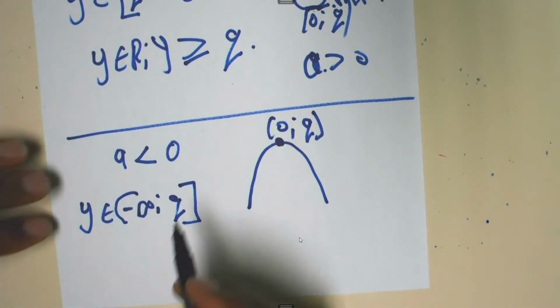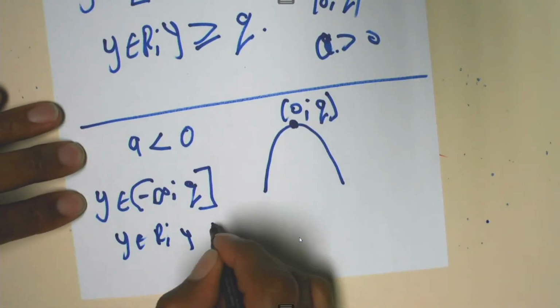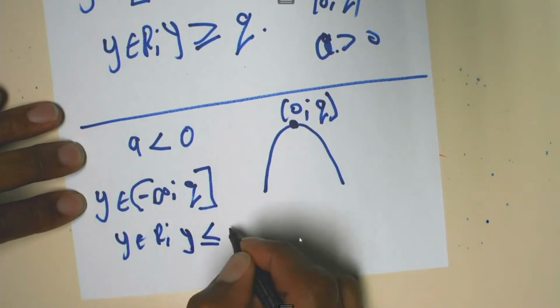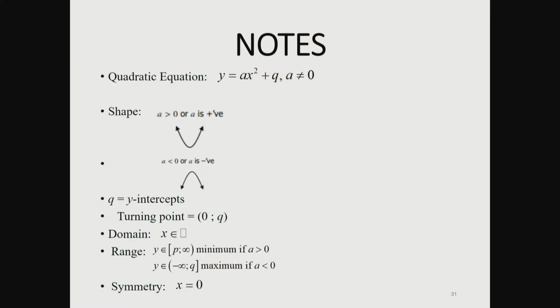The other way, you can say y is an element of the reals, y less than or equal to what? y less than or equal to q. Please, that is the range of the quadratic function. Keep it in mind. Please make note, this is not p, it's a q. That is why I did it on that. Focus on what is written on the other side.